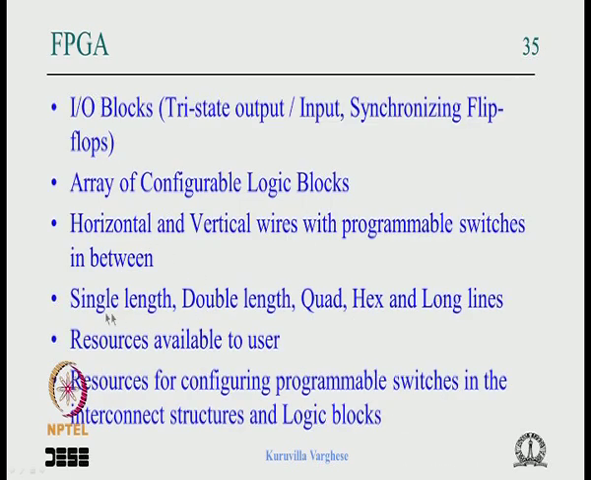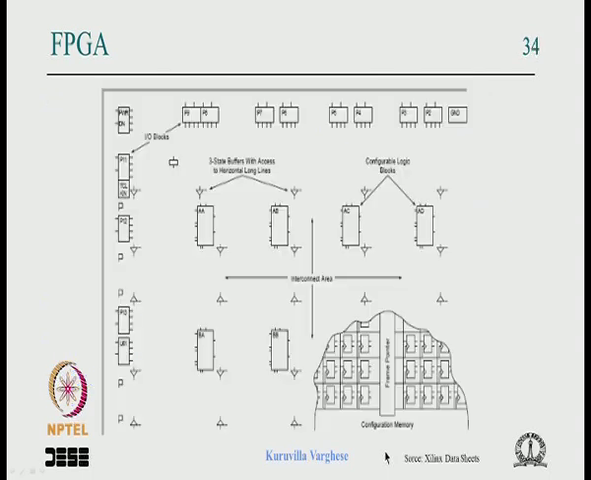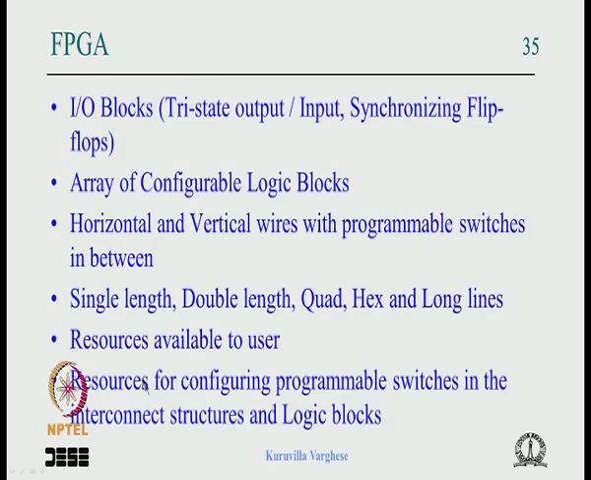Then these wires could be single length, double length, quad, hex or long lines, and there are resources available to the user, basically the logic block, the flip flop. Then there are resources for configuring the programmable switch in the interconnect sectors and logic block. Okay, so there is a lot of programmable circuitry which programs these logic blocks and programs the interconnection of the wires. So that, in a nutshell, is an FPGA, a simple FPGA.